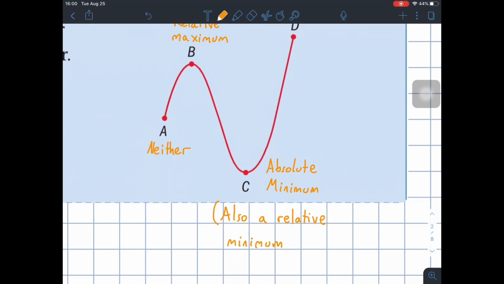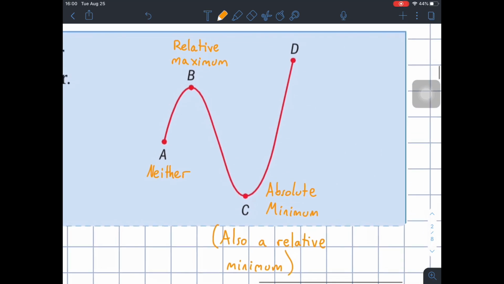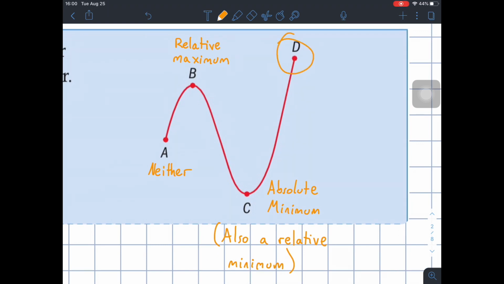It's also a relative minimum, although the word absolute already contains the implicit word relative minimum as well. Okay, finally, for point D, we're going to say that point D is not a relative maximum, right? Because the function is only increasing here, and we don't know what happens with the function later on, so we cannot conclude that it's a relative maximum.